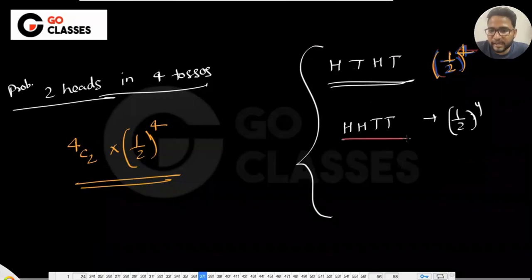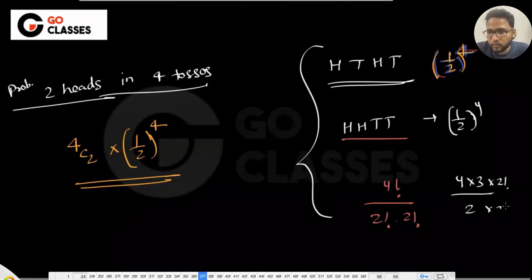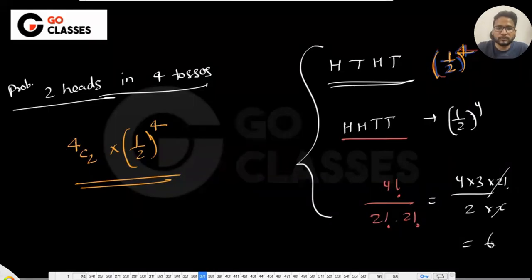Let's just say head, tail, tail. Then you can say it is 4 factorial upon 2 factorial into 2 factorial. This is also one of the methods, right? Which means it will be 4 into 3 upon 2, into 2 factorial, the 2 will get cancelled out. This will again be 6. You can do it this way also: 4 factorial upon 2 factorial into 2 factorial. 2 factorial for head, 2 factorial for tail.